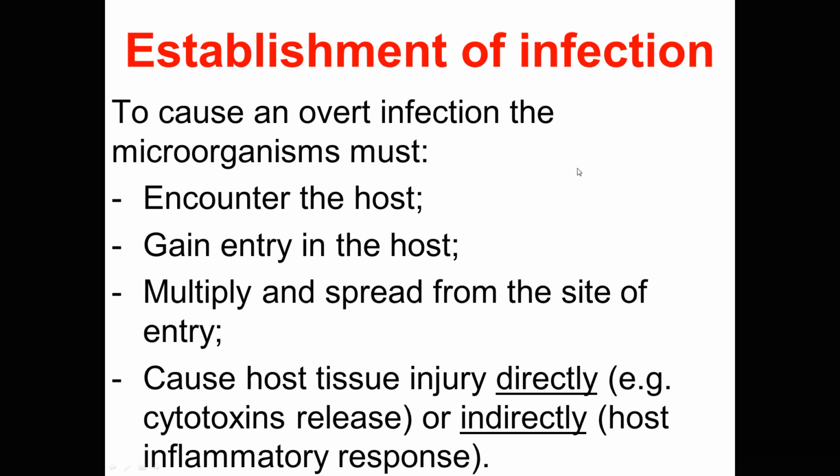First, the microorganisms must encounter the host to realize a contact. Let me remind the role of the insects and other transmitters, the vectors. Later, they need to gain entry into the host, to multiply locally and to spread from the site of the entry, and finally to cause host tissue injury, either directly, for example by releasing some specific substances, cytotoxins among others, or indirectly, for example the host inflammatory response.